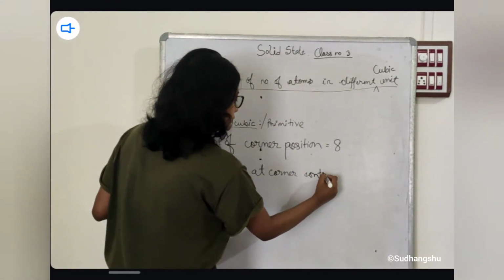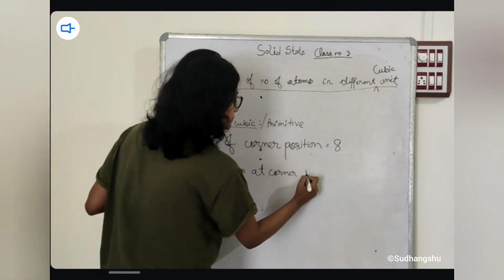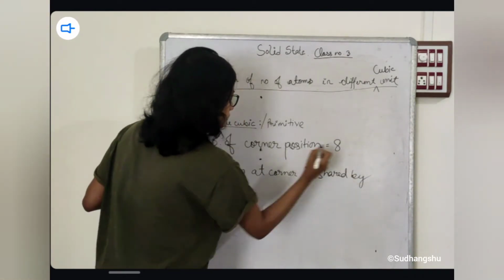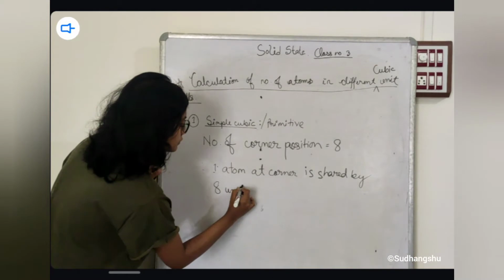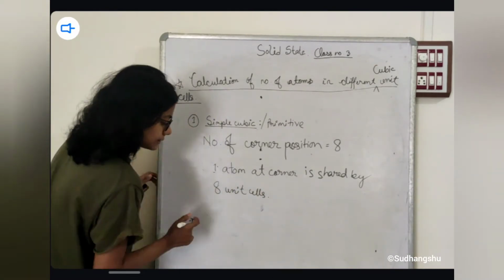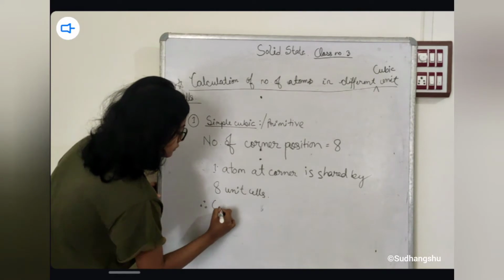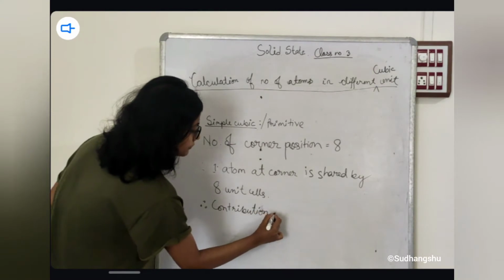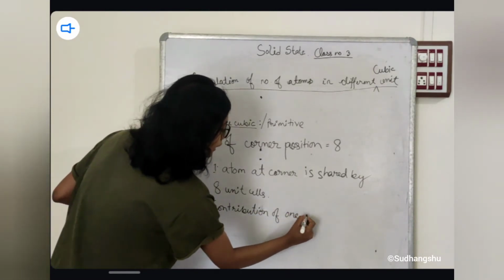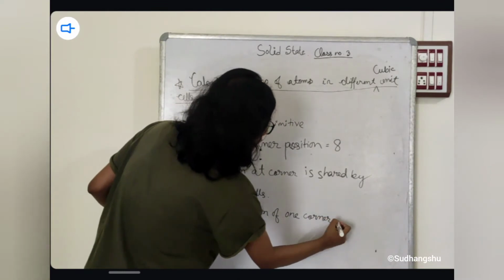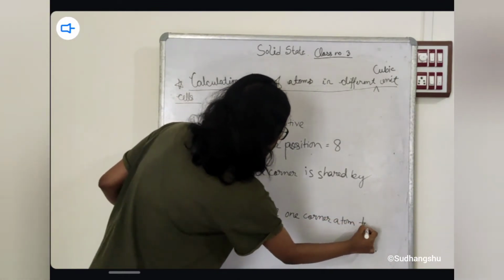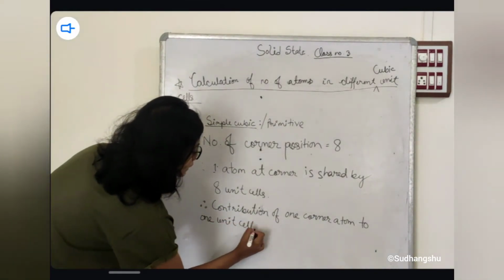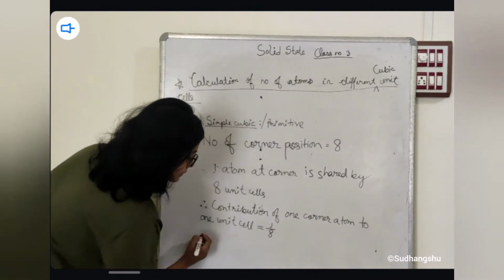Okay. So one atom at corner is shared by 8 unit cells. Therefore, the contribution of one corner atom to one unit cell is 1 by 8.